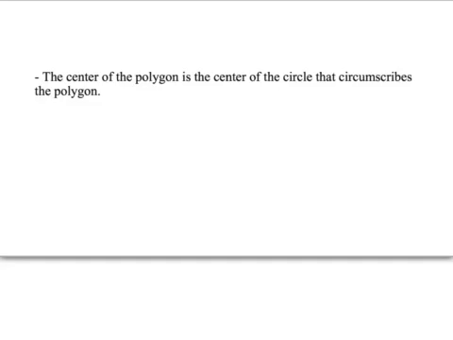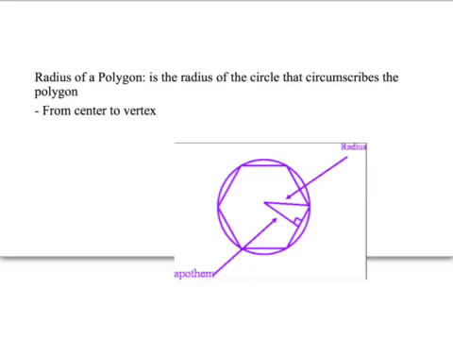polygons. The center of the polygon is the center of the circle that circumscribes the polygon. So basically that means, imagine that there is a circle around the vertices, touching all the vertices, so the polygon is inscribed inside of the circle. And so the center is the point which is actually the center of the circle, which leads to the radius of a polygon.